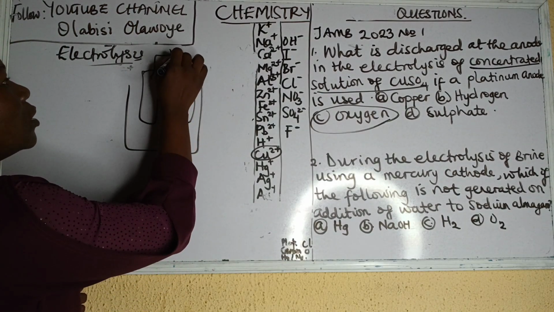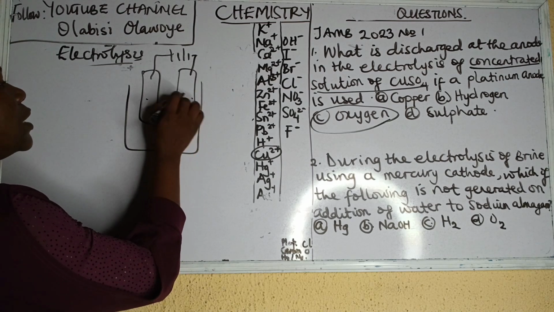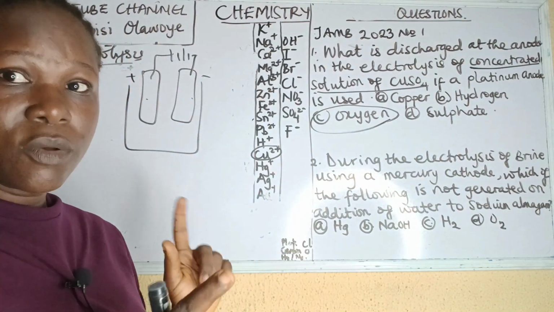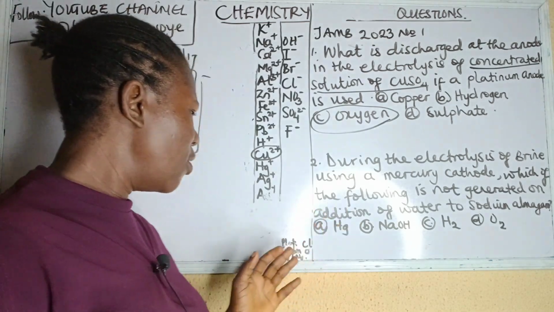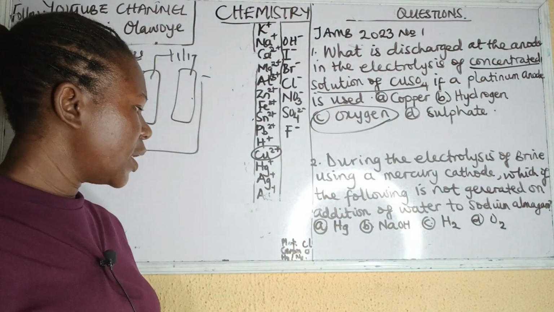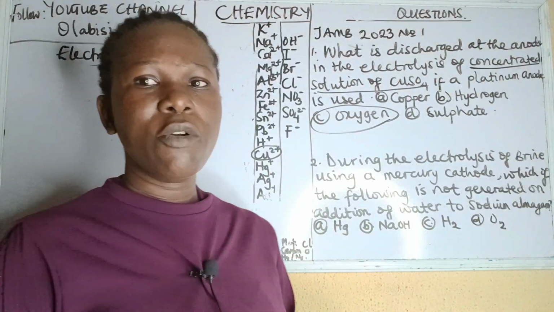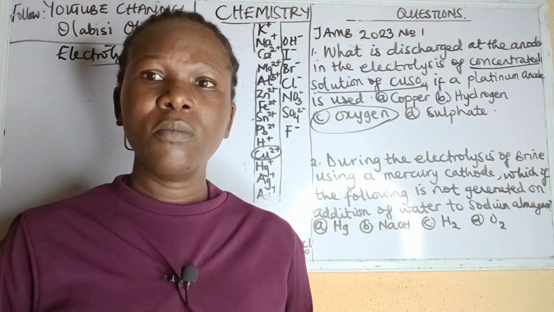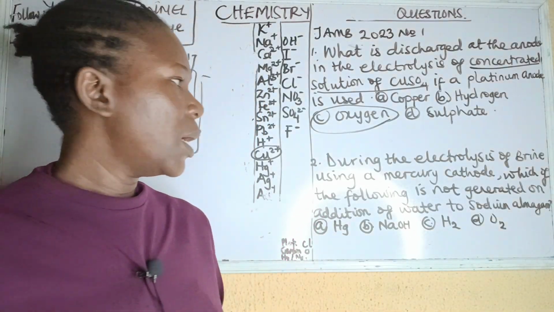Anyways, this is a battery. So these are the electrodes I'm talking about. Platinum can be used on both sides as anode and cathode, so any of these can be used. Carbon can be used on both sides. Mercury can be used on both sides or one. Now, if mercury is used, sodium can interfere with it to form sodium amalgam.